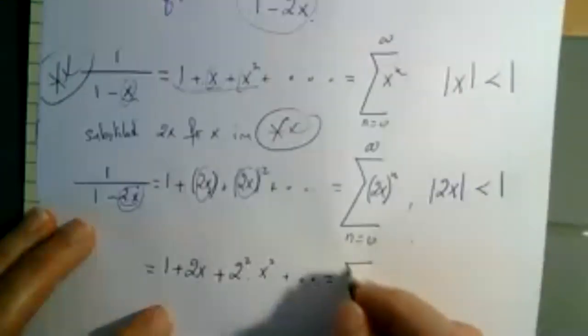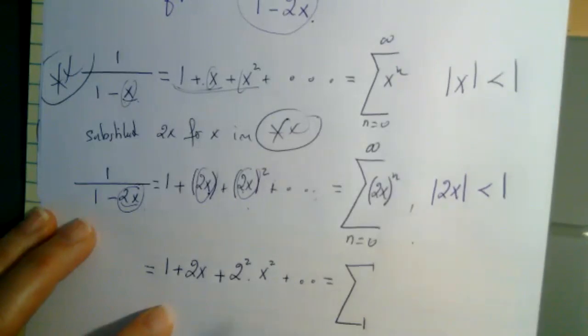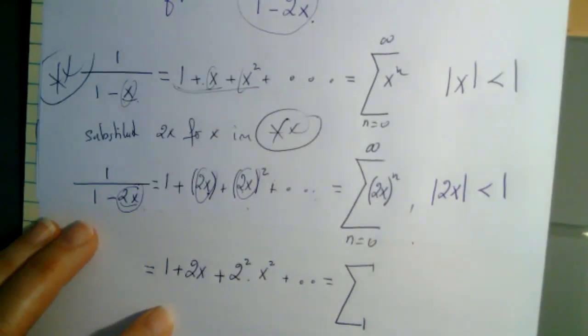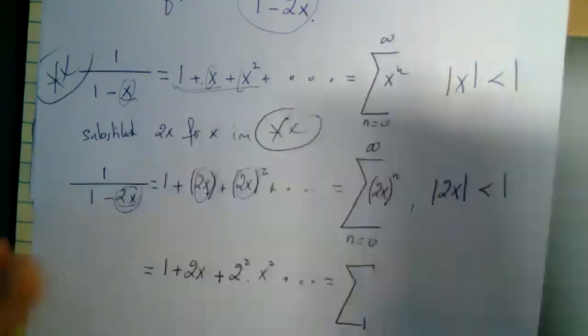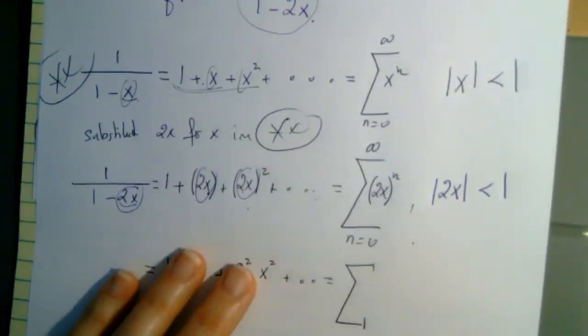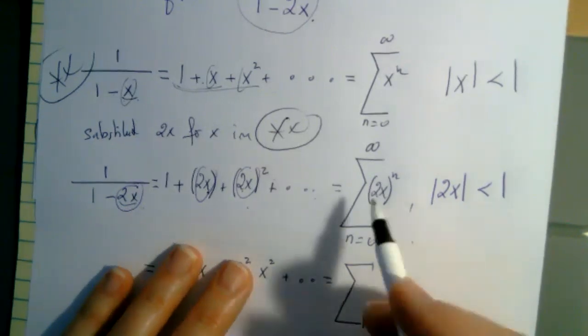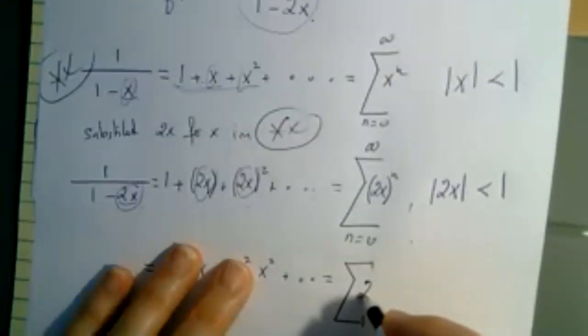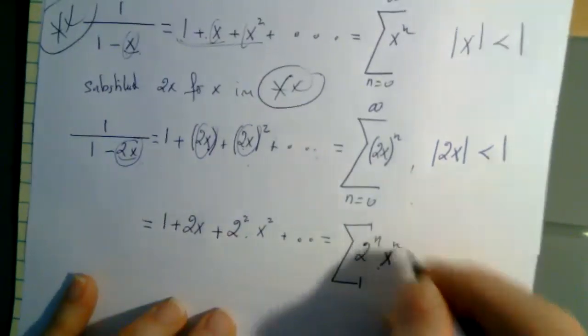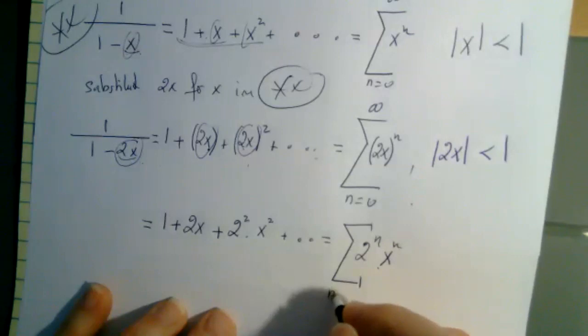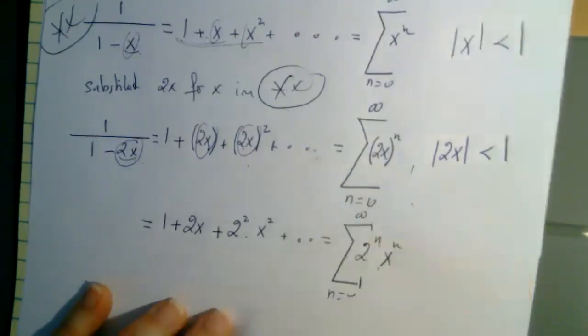This is equal to what? Usually when you have a power series, I always want it written clearly in the form c_n x^n, this format. So let's see if I can write it like this. 2x to the power n. How can I split this algebraically correctly? 2x to the power n is 2 to the n, x to the n, n equals 0 to infinity.